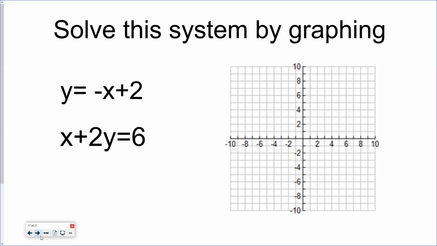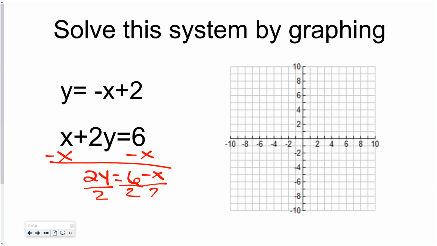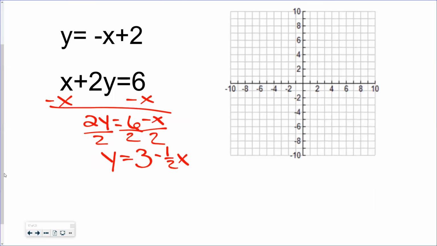I need to go ahead and subtract x from both sides. So I get 2y equals 6 minus x. Divide everything by 2, and I'm going to get y equals 3 minus 1/2 x. Okay, again, you must change this equation in order to be able to identify your slope and your y-intercept. Because now I can see my slope is negative 1/2. My y-intercept is 3. And now I can go ahead and graph this.